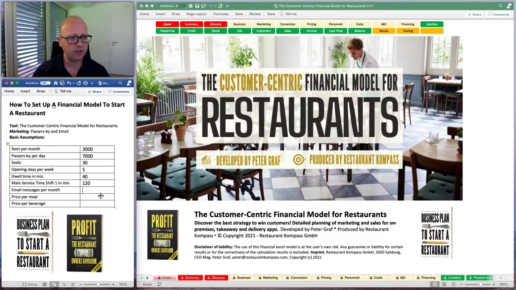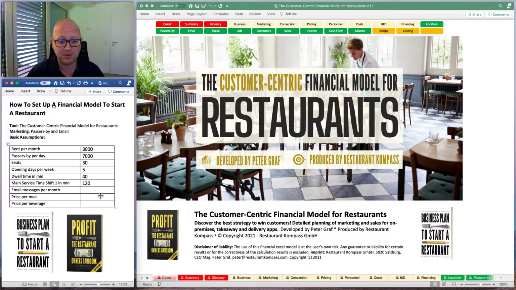Okay, next question is already about email marketing. The question is how many email messages you are going to send per month. Email messages to your subscribers from your email list. If you start from zero, that's okay.